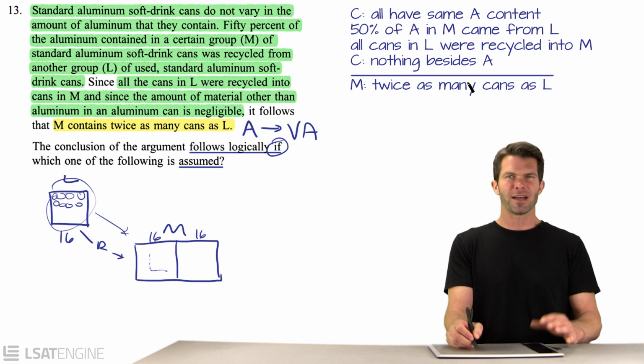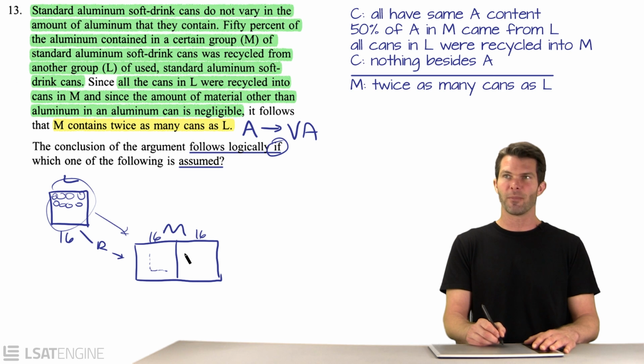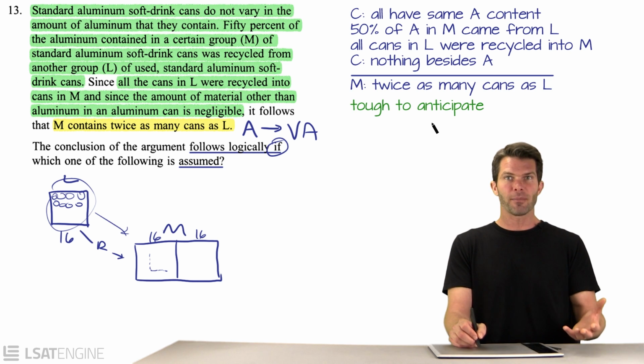So I don't want to cheat. I kind of know how this is going to go, but to be honest with you, I don't think it's easy to see ahead of time. So I'm going to call this tough to anticipate and talk about how we should proceed through the answer choices if it's not easy to find the assumption. Let's go ahead and check them out.